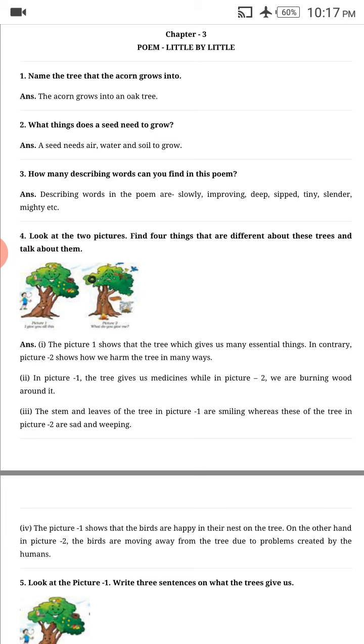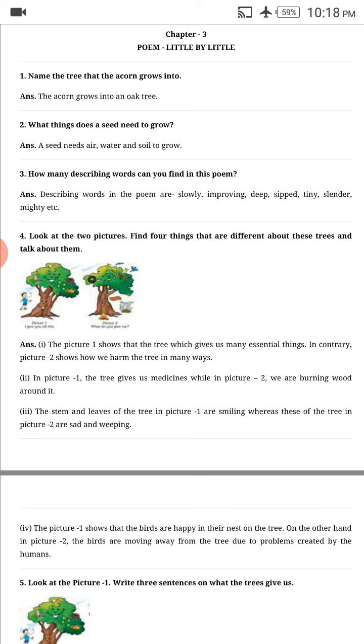Third question, how many describing words can you find in this poem? In this poem, how many describing words do we find? We have to write this in the answer, okay? So the answer: the describing words in the poem are slowly, improving, deep, steep, teeny, slender, mighty, right? All are describing words. Now in the textbook you have to do it yourself.